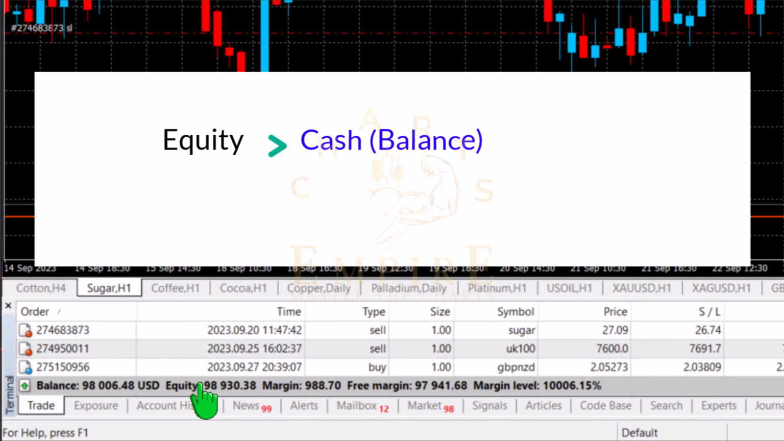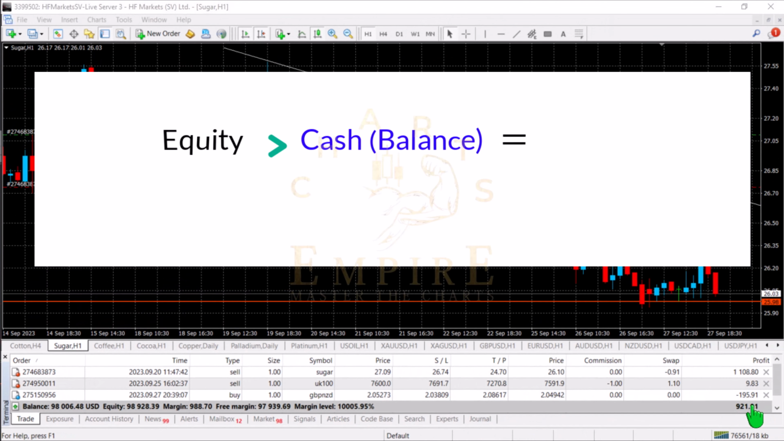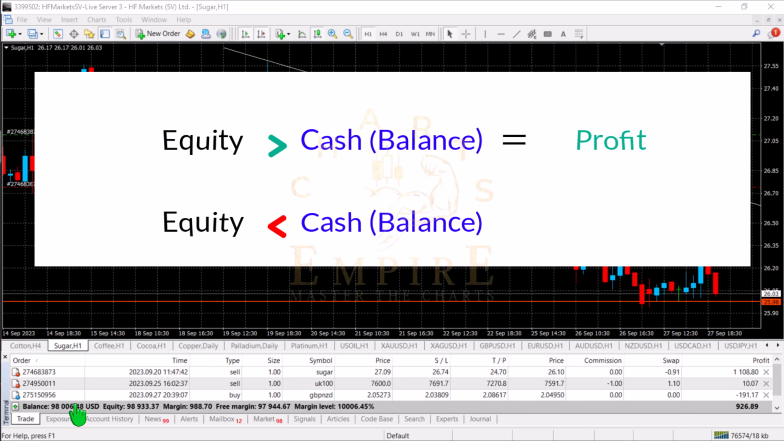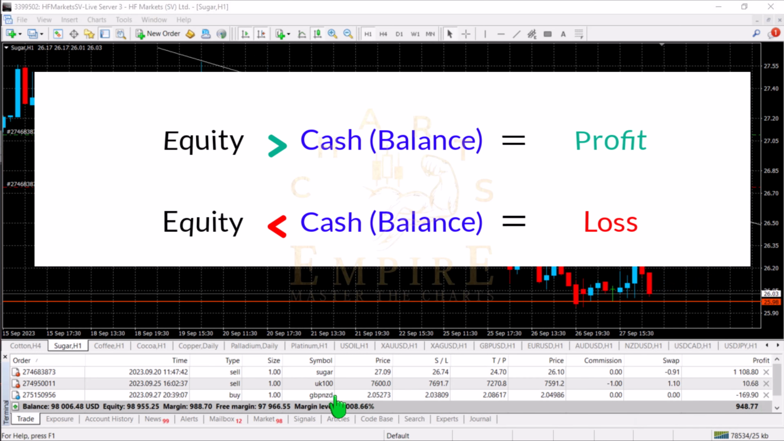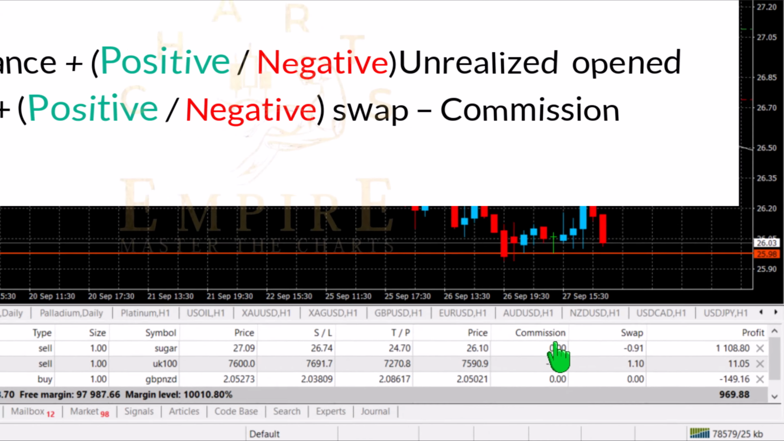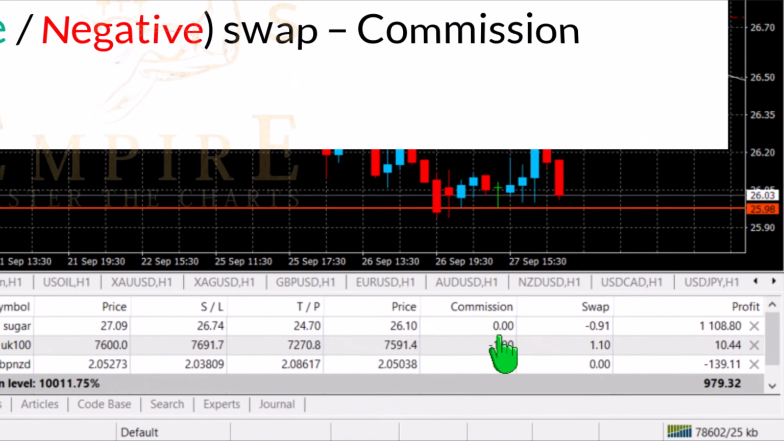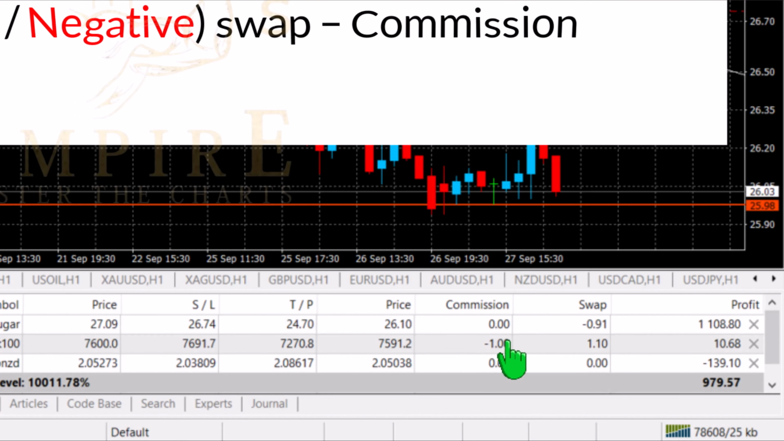If your equity is higher than your cash or account balance value, then it means the estimate of your unrealized open positions on your trading account is in profit. And if your equity is lower than your cash or account balance value, then it means the estimate of your unrealized open positions is in loss. Therefore, your equity equals your account balance plus your current negative or positive unrealized open positions, plus positive or negative swap, minus your broker's commission. We will talk later on why swap could be positive or negative. Take note, your broker's commission will usually be zero or minus.